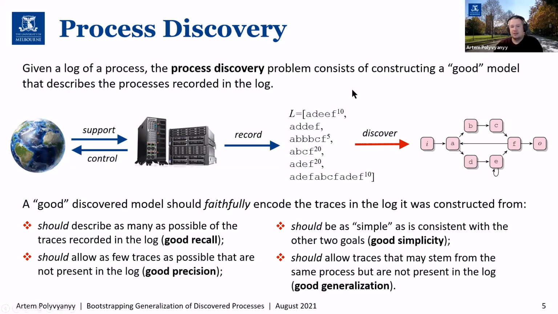For example, this model over here describes trace A, D, E, E, F. I can have a walk A, D, E, E, F in my model. So that's good for recall. Also, we say that models should allow as few traces as possible that are not present in the log. Then the model has good precision. For example, the log contains a trace A, D, D, E, F. Of course, that trace is not allowed in the model, so that trace contributes to the badness in terms of precision. But we can allow that, though we try to decrease the chances of traces in the model that were not in the log.